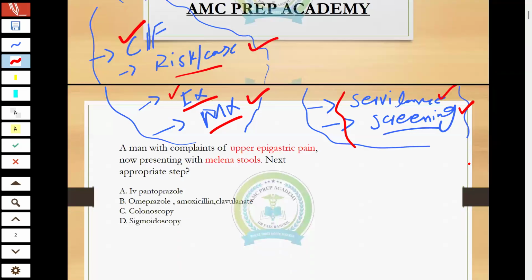Okay, today's first question. A man complains of upper epigastric pain, now presenting with melena in stool. Next appropriate step? Option A, IV pantoprazole. Option B, omeprazole, amoxicillin, clavulanate. Option C, colonoscopy. Option D, sigmoidoscopy. Doctors, everyone please put your answer in the chat box. Later on, we will go through the guideline.